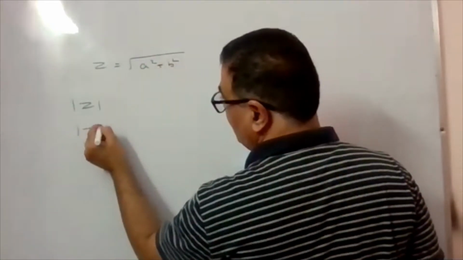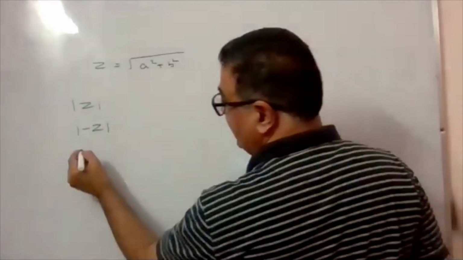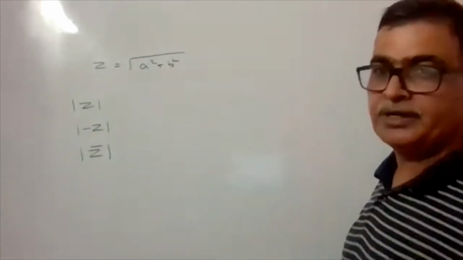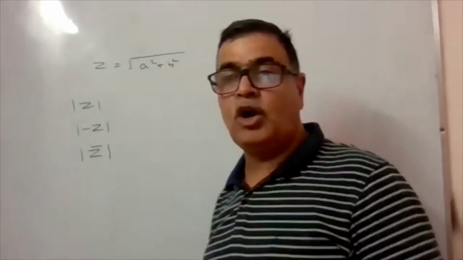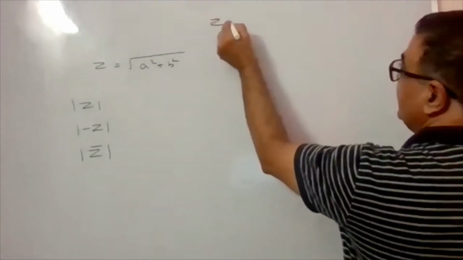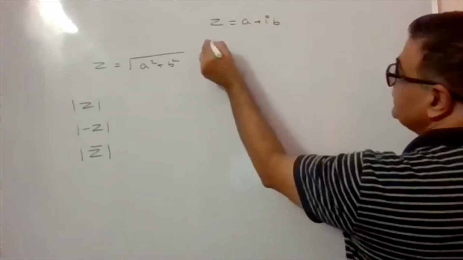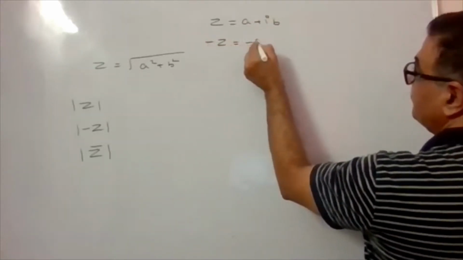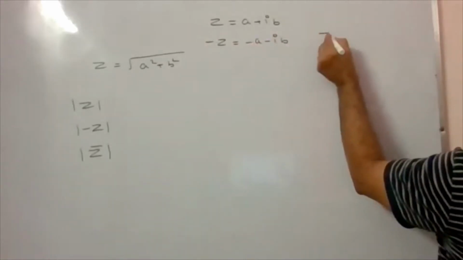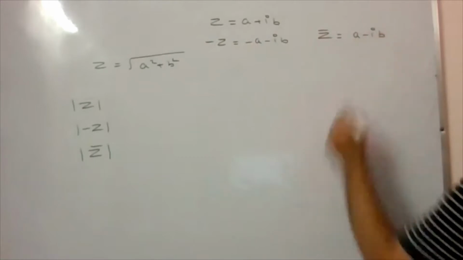And then you take modulus of minus z, that is additive inverse. And then you take modulus of the conjugate of the complex number. You will find all these three come out to be same. z is given as a + ib. Then one thing is clear, minus z will be -a - ib. And then z bar, if I take it, will be a - ib.